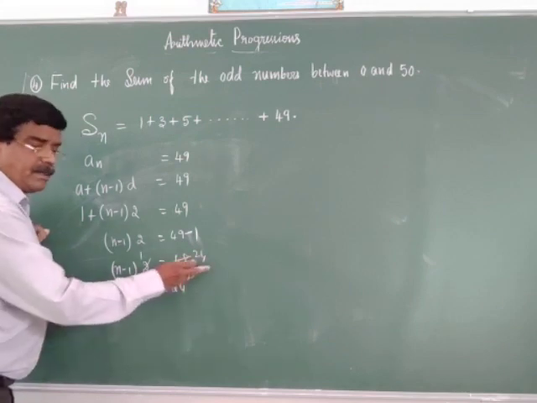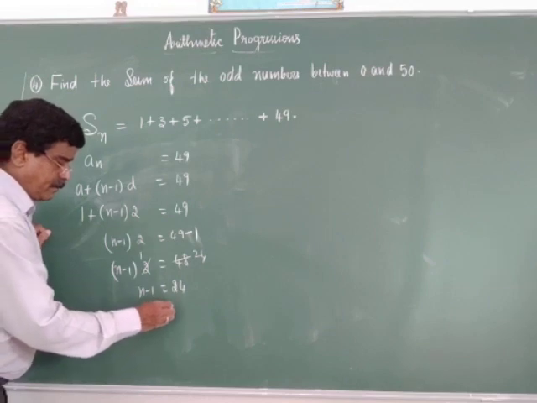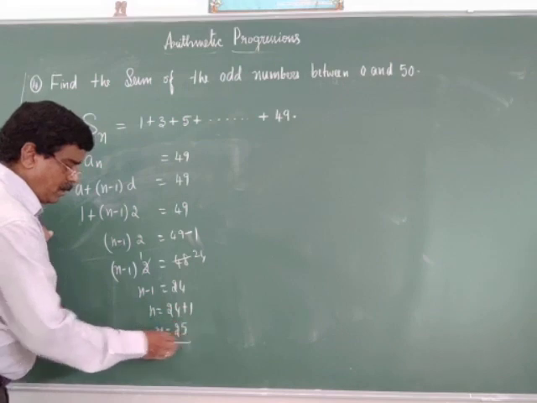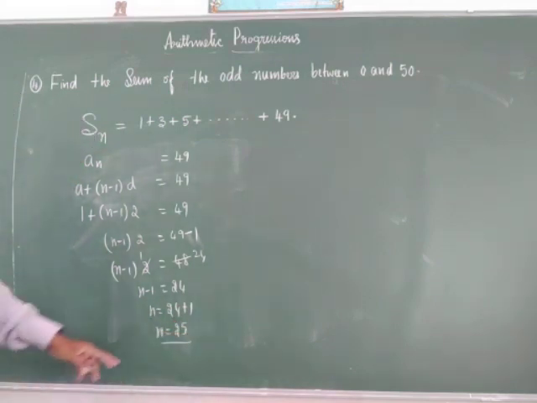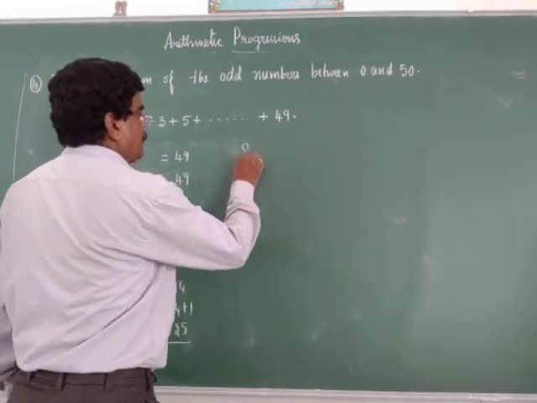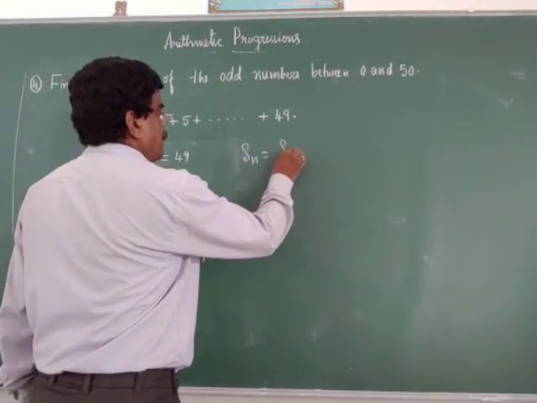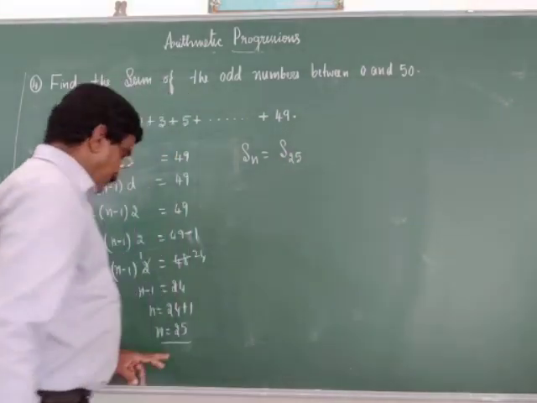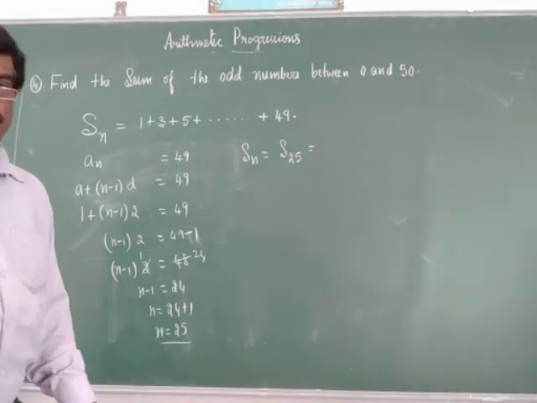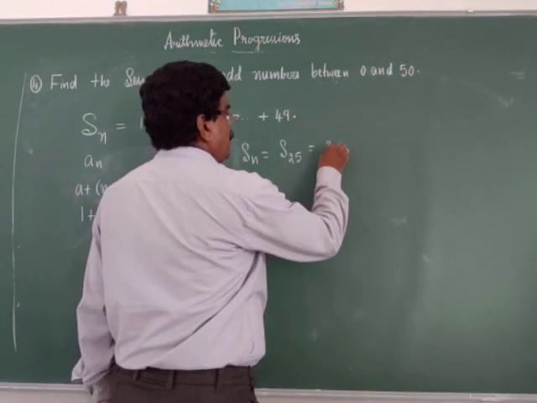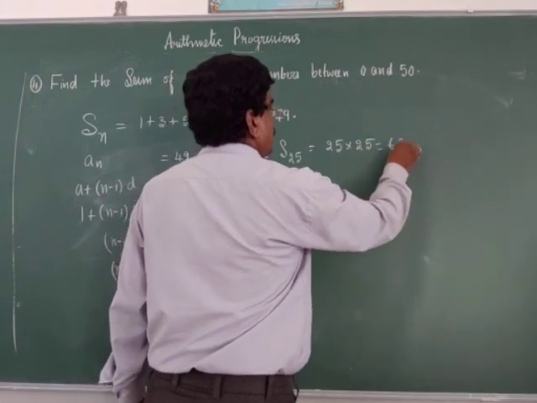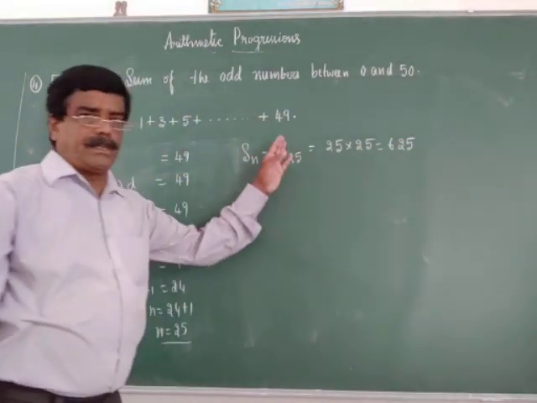So shift minus 1 to this side, it becomes plus 1. n is equal to 24 plus 1. So n is equal to 25. It means 25 terms are there. Now Sn is nothing but S25. S25 is nothing but the sum of odd numbers. Odd numbers means n square. That is 25 into 25, which is nothing but 625. Or like that you can do.